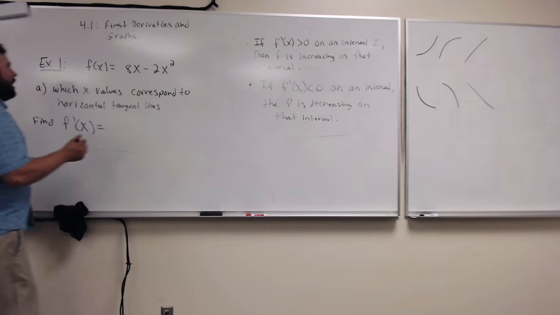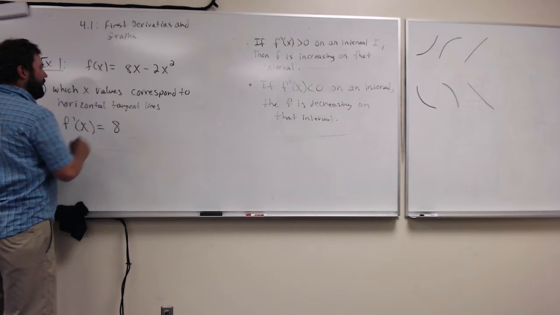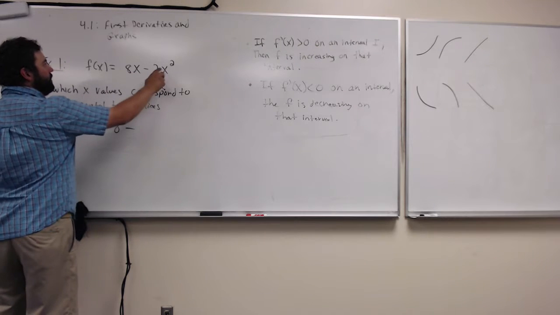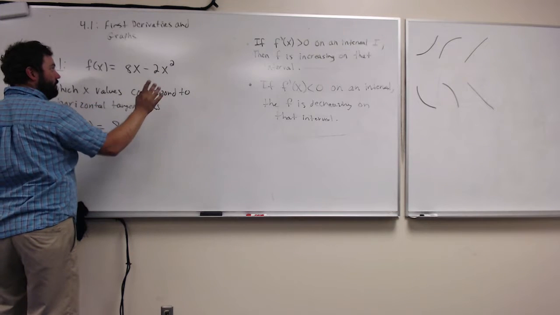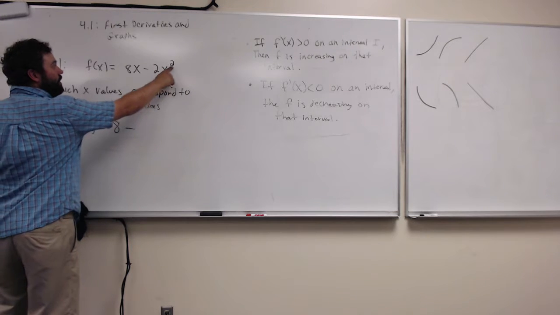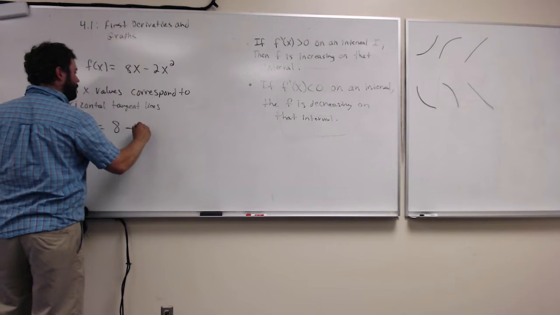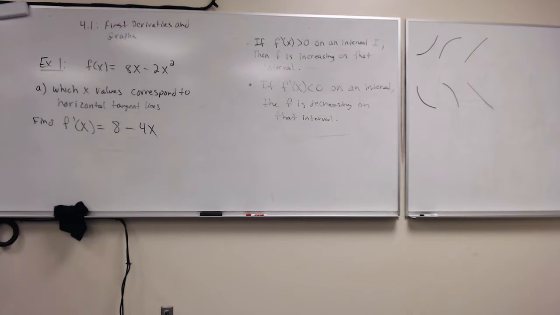All right, so f prime of x, the derivative of 8x is 8, minus the derivative of 2x squared. This is just a regular derivative. x is the independent variable, so we just use the power rule, and you'll get 8 minus 4x. So the 2 came out front, and the power got reduced to positive 1.